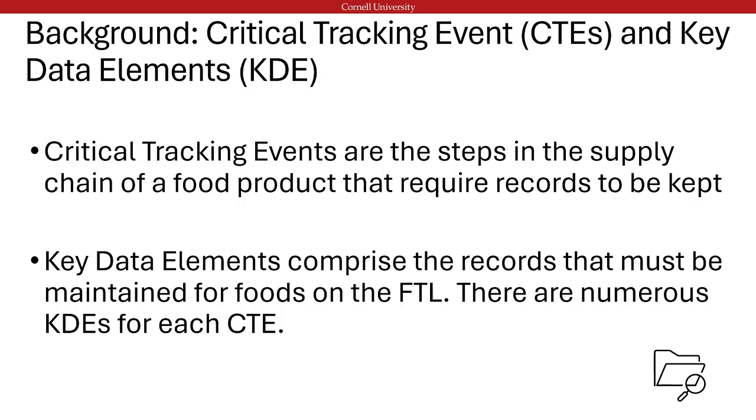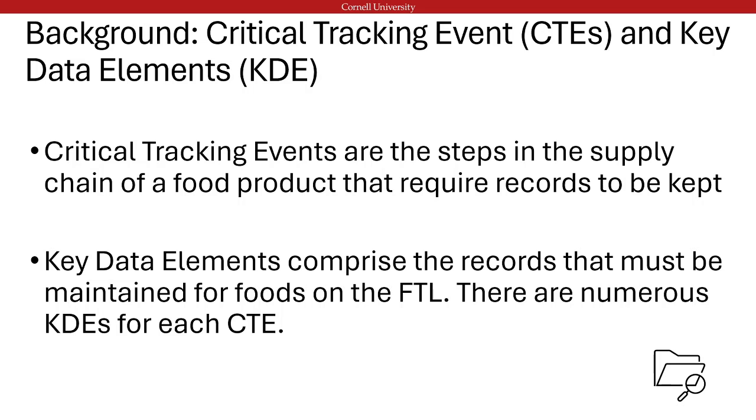So the critical tracking events and key data elements are really the meat of the food traceability rule. So these essentially lay out when you need to keep these traceability records and what the traceability records are. So the critical tracking events, or CTEs, are basically steps in the supply chain for a food product on the food traceability list that require the records to be kept. So there will be some examples of these on the next slide.